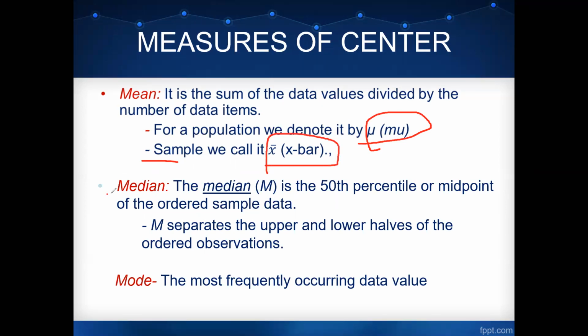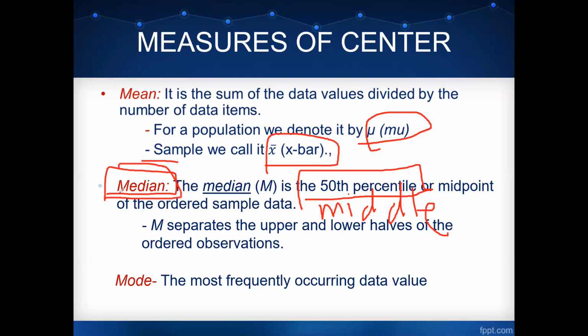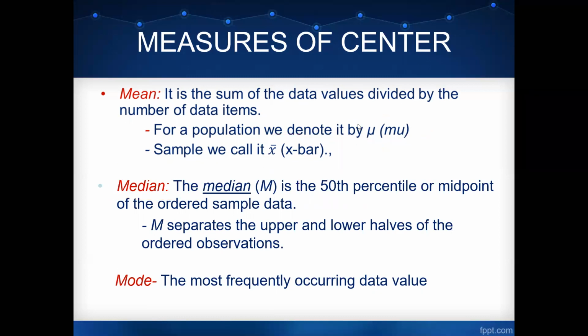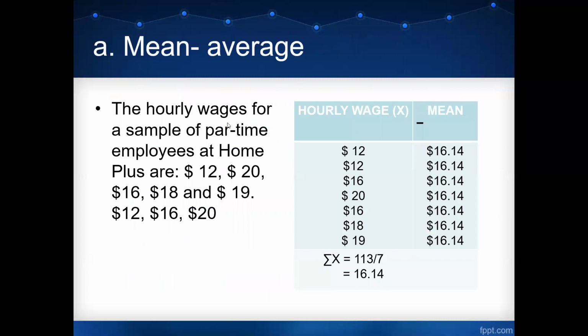And for the median, we get the middle or the 50th percentile, or the middle value. That's why it is mid, okay? And for the mode, this is the most frequently occurring data, okay? Let us start understanding one by one. This is the mean, the average.